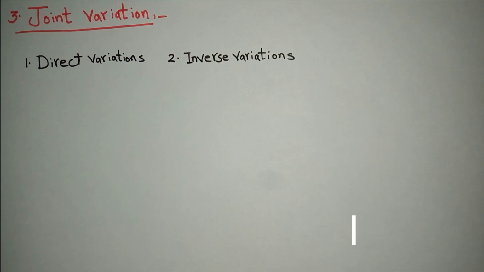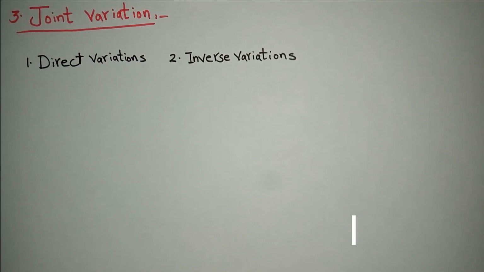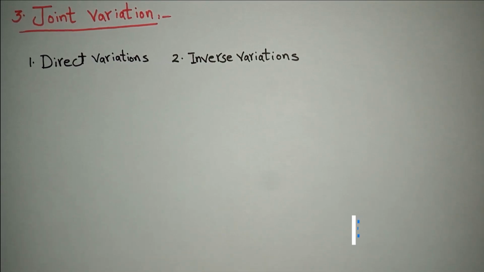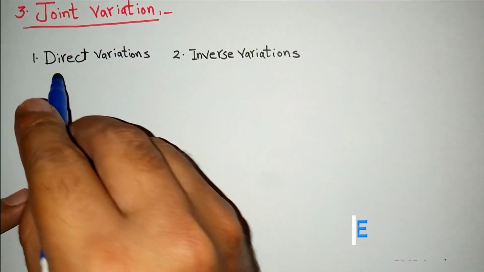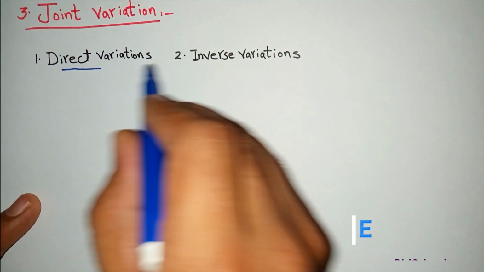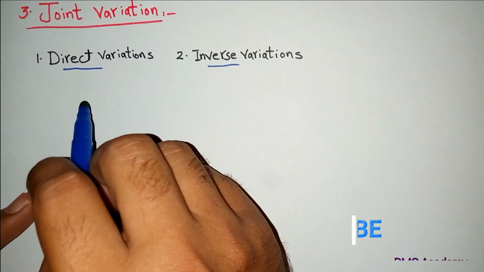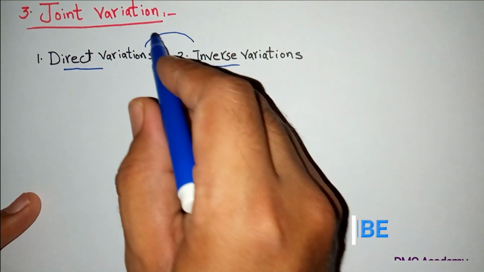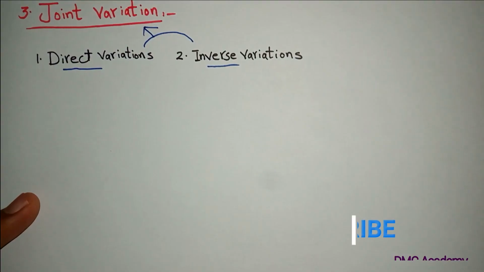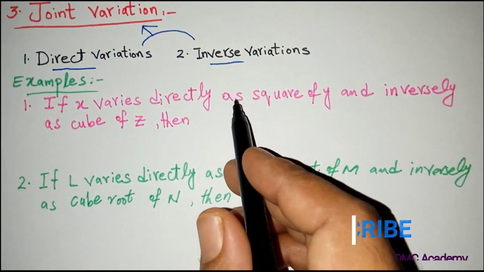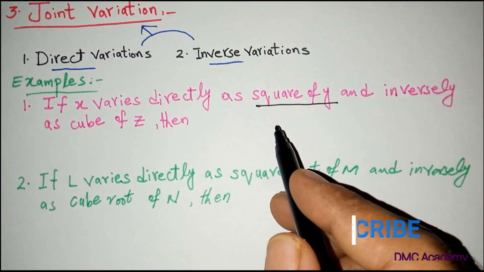About joint variations. In joint variations, we are going to join direct variation as well as inverse variation. You can say the mixture of direct and inverse variation will give you the joint variation. Like I have stated here, I have written joint variation and inverse variation. If two of them join, then they are going to form joint variation.